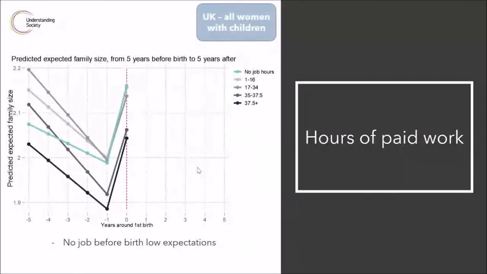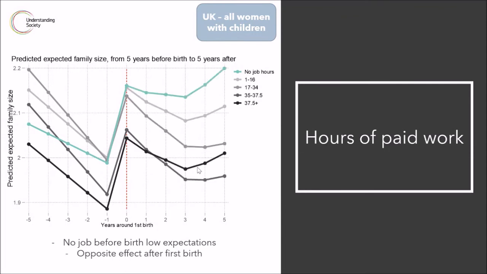Looking at hours of paid work, I put this in grayscale apart from those who don't work, which is in this blue-green color. So prior to first birth, they're interesting in that they certainly don't expect the most children out of all the groups, but after first birth, they clearly accelerate upwards in comparison to the other groups of women who are doing some, if not a full-time job.